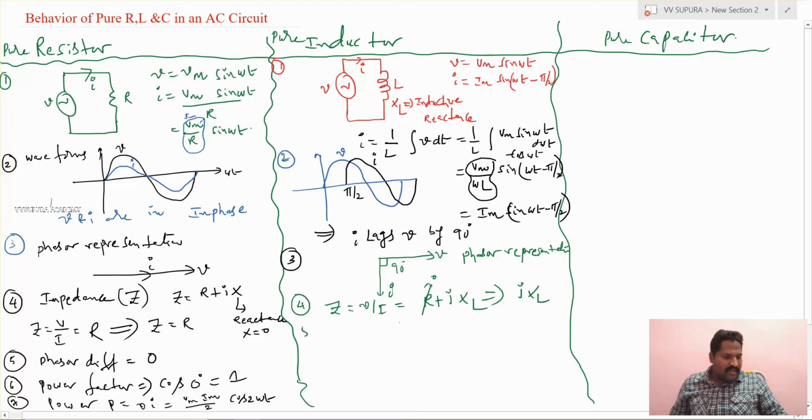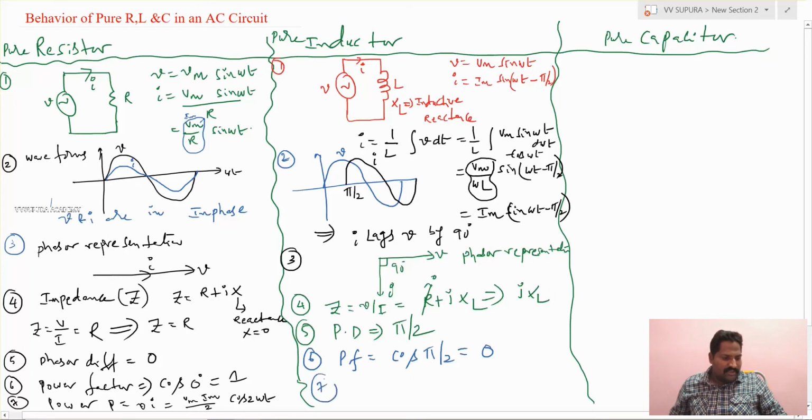Next, fifth point, phase difference. What is the phase difference? It will be pi by 2. Phase difference will be pi by 2 between voltage and current. And the sixth point is the power factor. Cos of the angle between voltage and current, that will be cos pi by 2, which is 0. So power factor is 0.